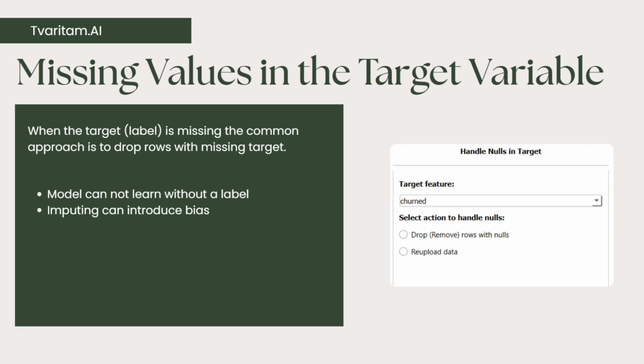If the target variable itself has missing values, the most common approach is to drop those rows. The reason is simple. A machine learning model cannot learn without a label. Rows without a target value do not contribute to the learning process.